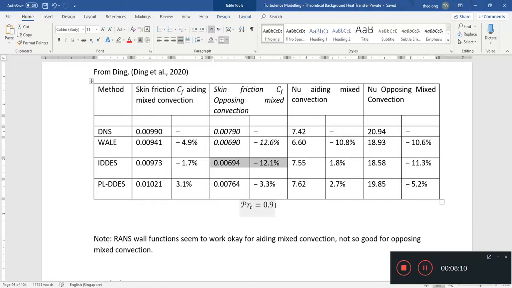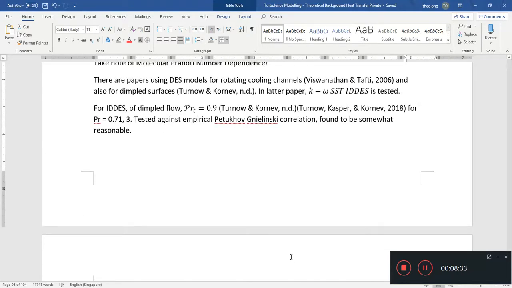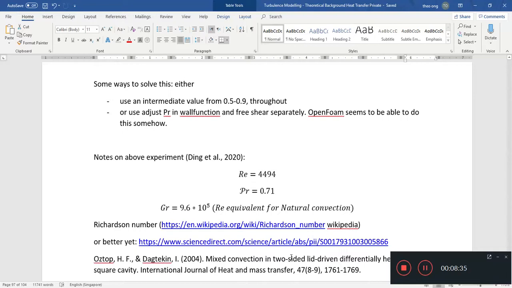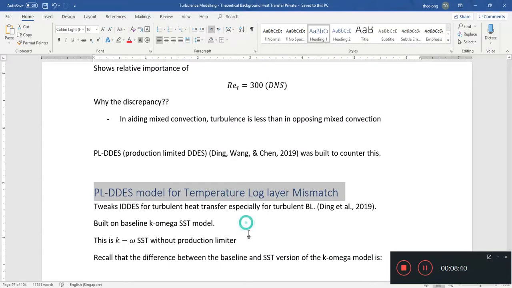But if you want the RANS model to be able to take care of this opposing mixed convection as this PL DDES is doing, then you have to tweak the RANS wall function, the RANS treatment near the wall, so that it can treat this opposing mixed convection. So you can see this is pretty challenging. Okay, so that's the PLDDES model.